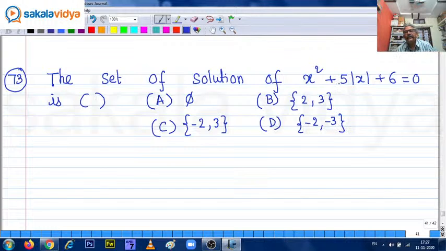First find the roots and make it a set. Root is also called set. Then can you find out? Okay, let us try now. Hint.